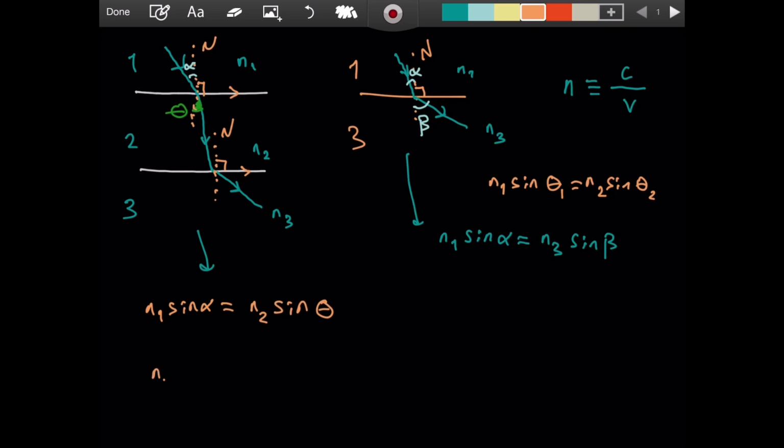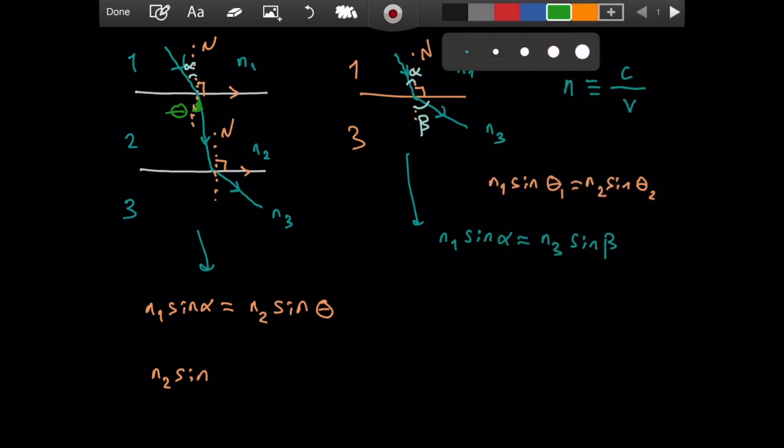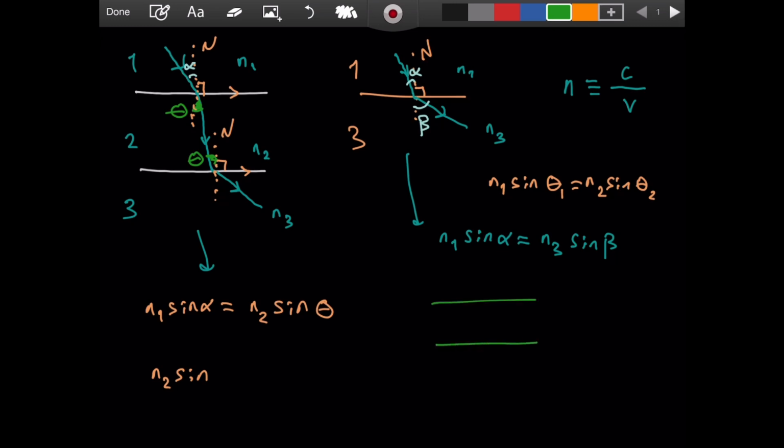Second refraction is from n2, we will have sine of, we need to name this one as well. What should we name it? We should name it theta, because it is the same angle. This is where the parallel part comes into play. If you have two parallel lines like this, and you have a line like that, then if you think of it, this angle and this angle, they are both theta, they are equal. So this is why it was important for us to mention that these are parallel.